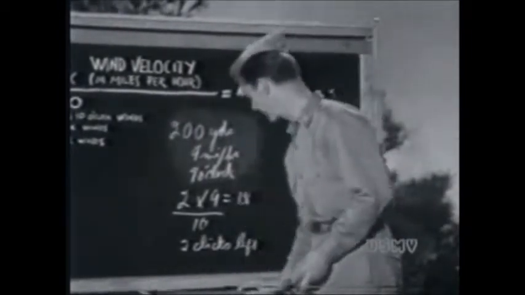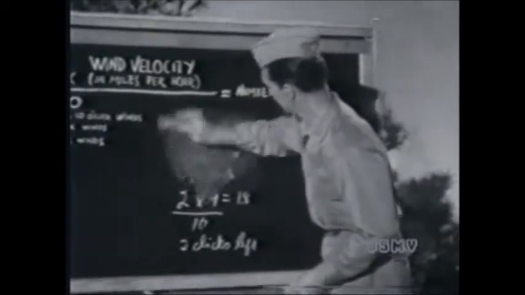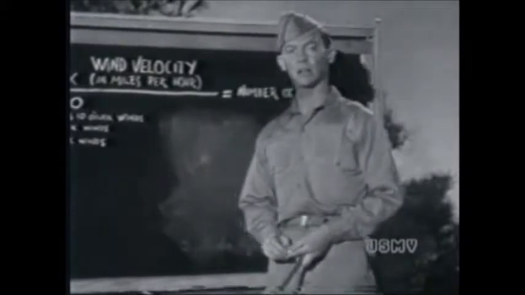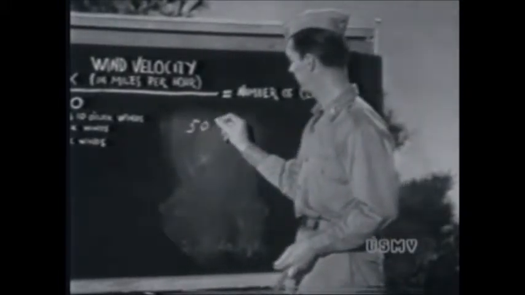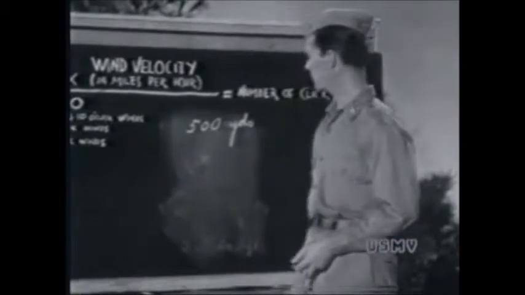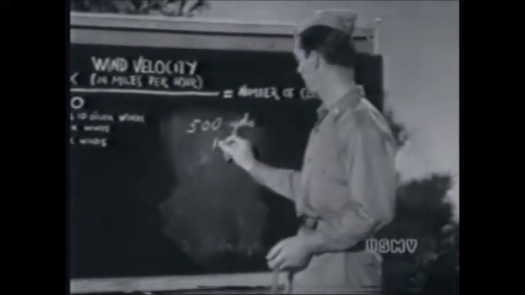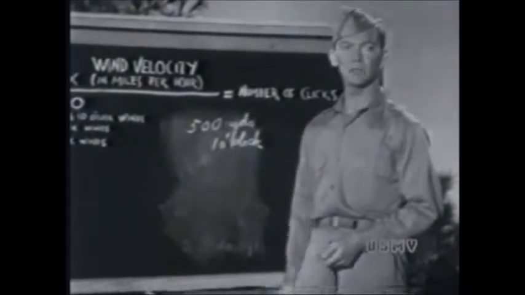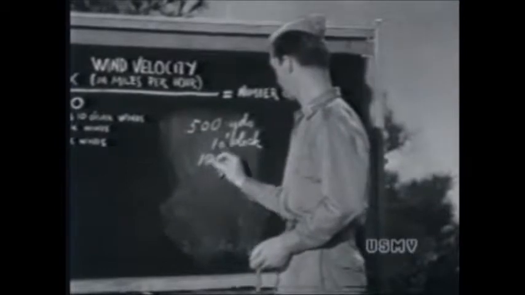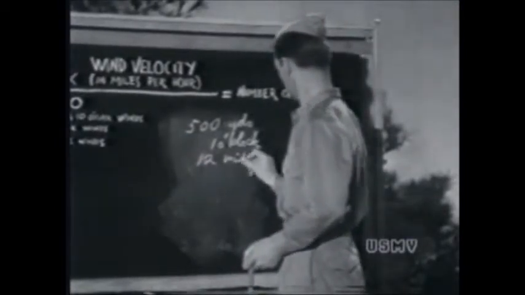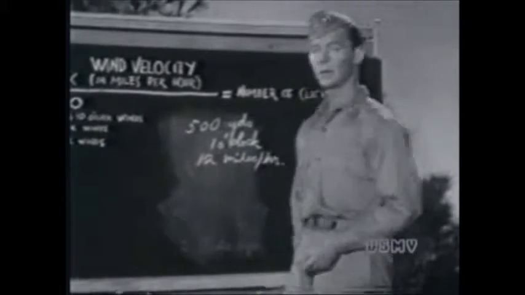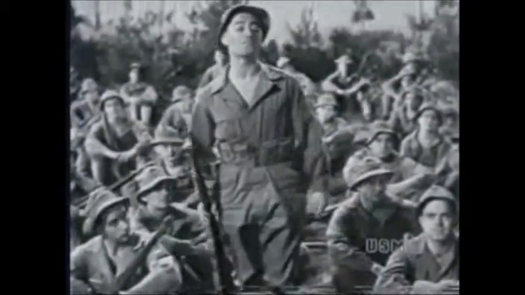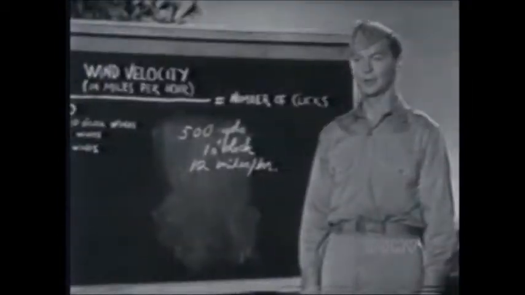Now, here's another. Your range is 500 yards. Your wind's from 1 o'clock. And your estimated speed is 12 miles an hour. Peters. 5 times 12, sir, 60. Good. You're way ahead of me.